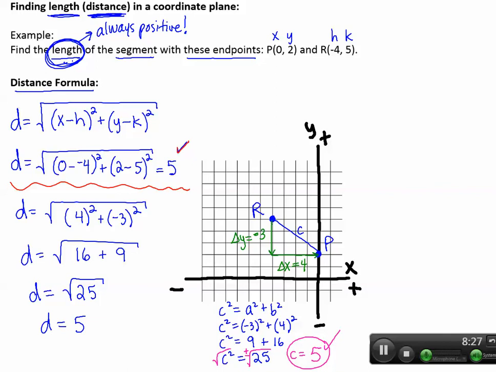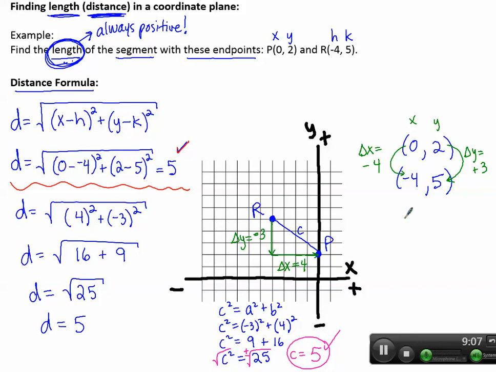Now there's a third way. Let's take a look at how to do it without using a graph. Let's write down the 2 points that were given. 0, 2, negative 4, 5. Again, let's examine the delta x and delta y. These are our x values, and these are our y values. So examining delta y, how do we go from 2 to 5? We add 3. Examining our change in x, how do we go from 0 to negative 4? We subtract 4.